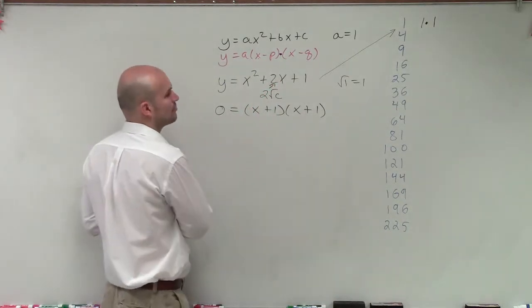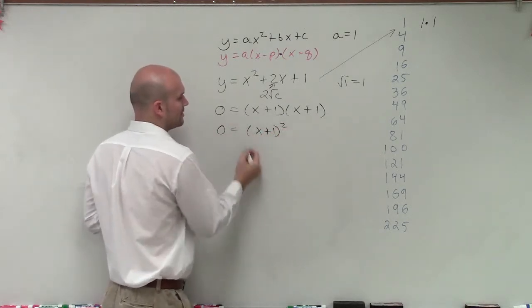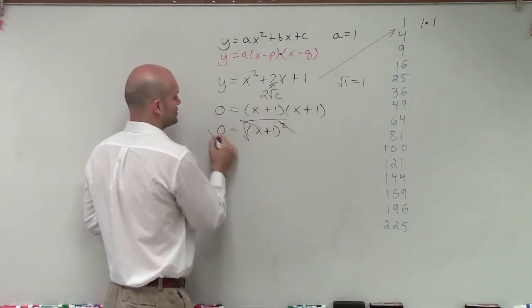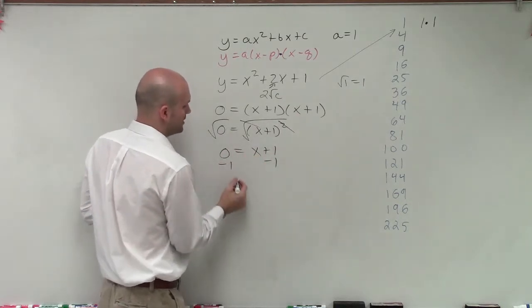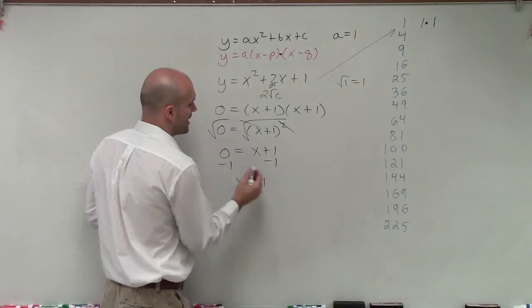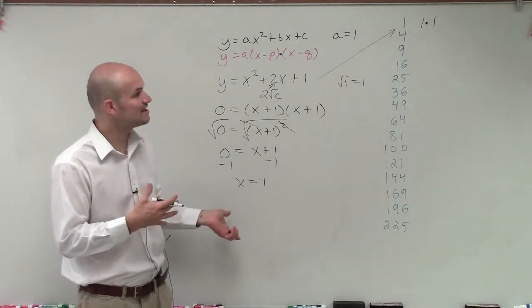Now, I can apply the zero product property, or I can just rewrite this as x plus 1 squared, and then apply my inverse operations. And I got 0 equals x plus 1, subtract 1. Therefore, now I have a linear equation where x equals negative 1, and that is going to be my solution, or my x-intercept of my quadratic.